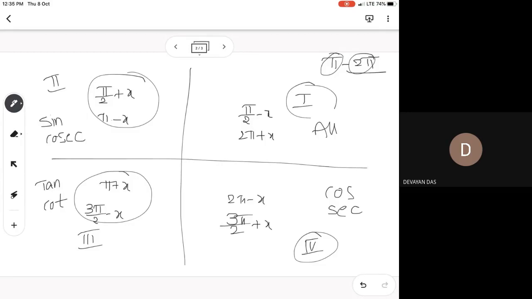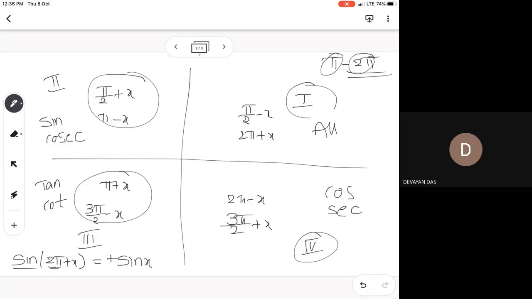Suppose, as an example, I ask you sin 2 pi plus x. In which quadrant is 2 pi plus x? First quadrant. In the first quadrant all are positive, so you get plus. As you have 2 pi, sin stays as it is, so you get sin x.